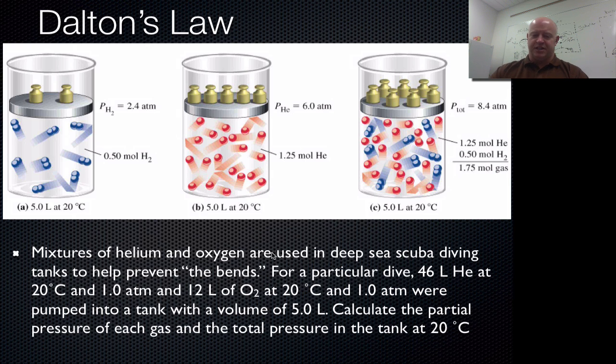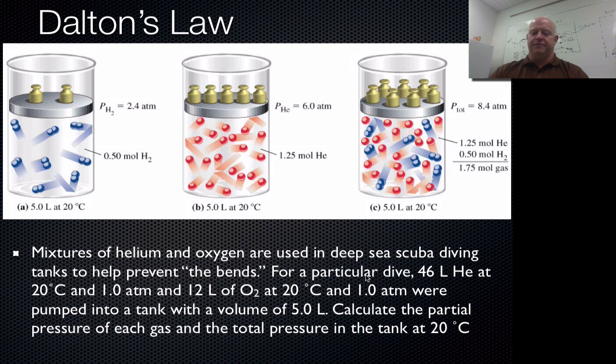Mixtures of helium and oxygen gas are used in deep sea scuba diving. If you go normal scuba diving, they just use air. But when you go deep sea diving, where they go down into depths, I believe, below like 100 meters or so, they get down really deep. They need to use helium and oxygen, so that stops this thing called the bends. It's basically where nitrogen bubbles out of your blood when you come back up, which is dangerous.